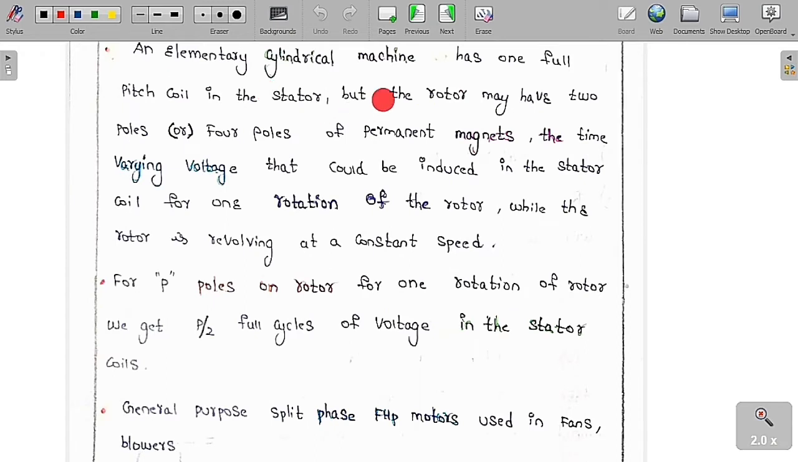An elementary cylindrical machine has one full pitch coil in the stator, but the rotor may have two poles or four poles of permanent magnets. Consider the time varying voltage that could be induced in the stator coil for one rotation of the rotor, while the rotor is revolving at a constant speed.